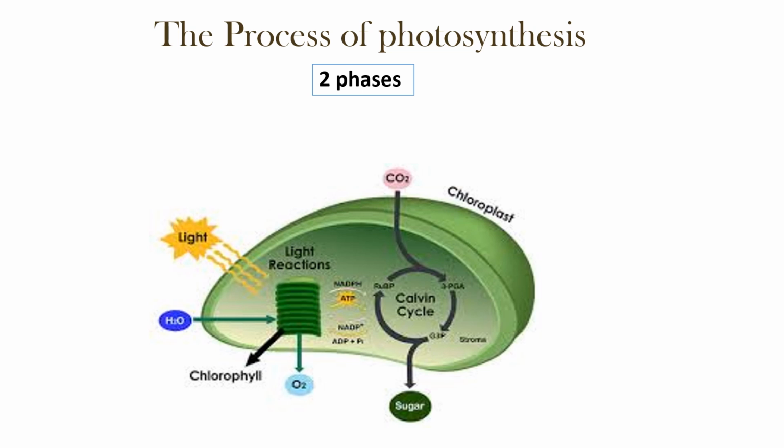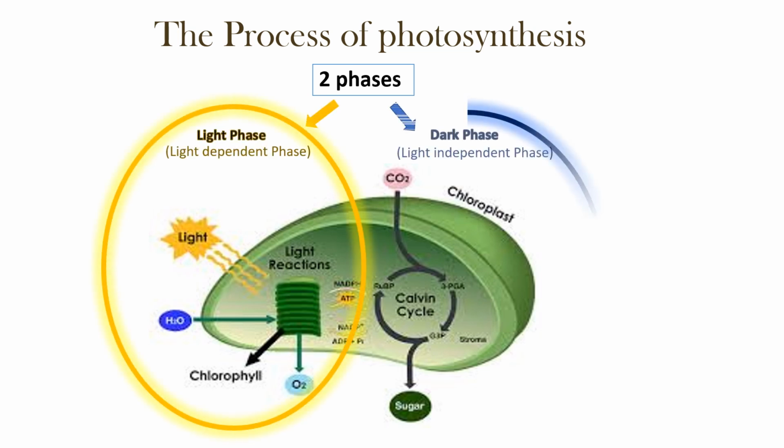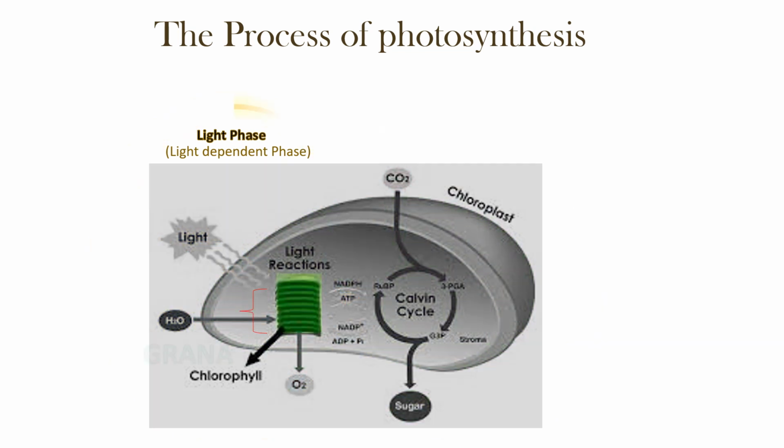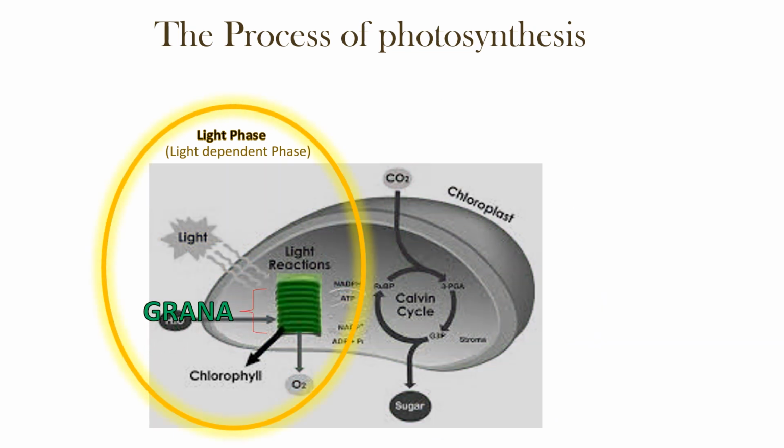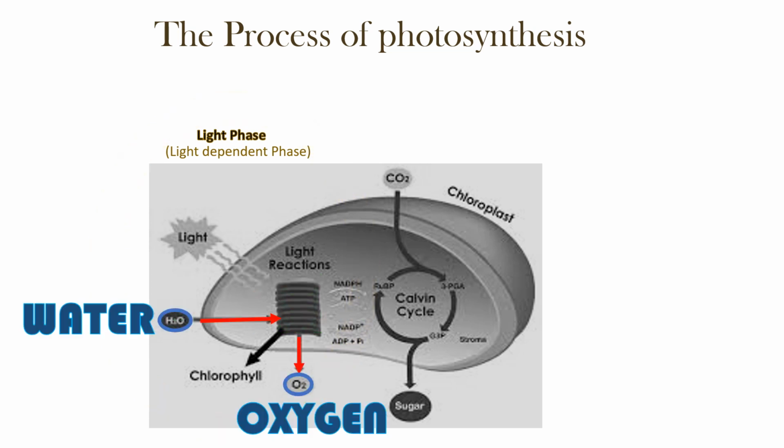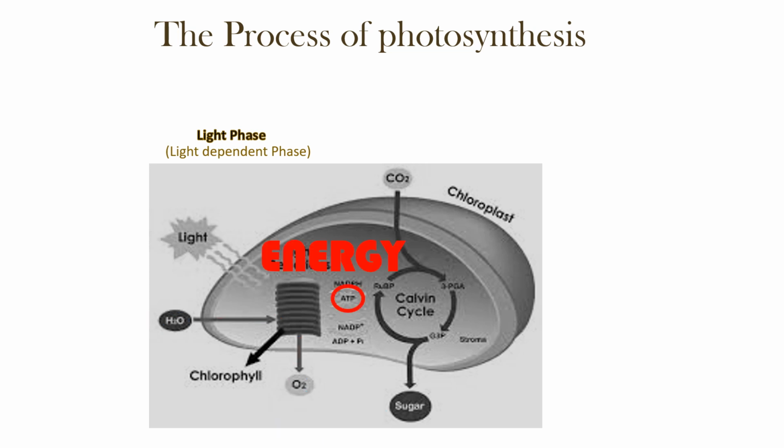There are 2 stages of photosynthesis: the light-dependent phase and the light-independent phase. The light phase takes place in grana. Light is necessary. Light energy from the sun is absorbed and used for reactions of photolysis and phosphorylation. In photolysis, hydrogen is released and oxygen is returned to the atmosphere. In phosphorylation, ATP is formed.